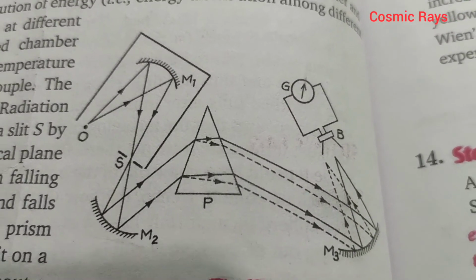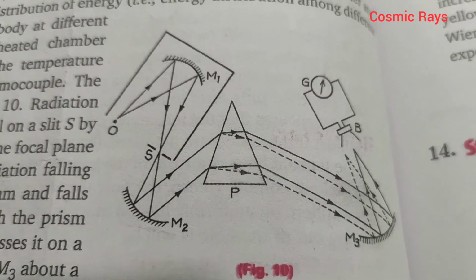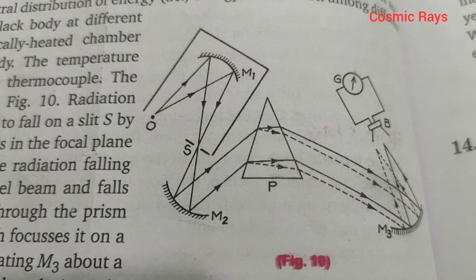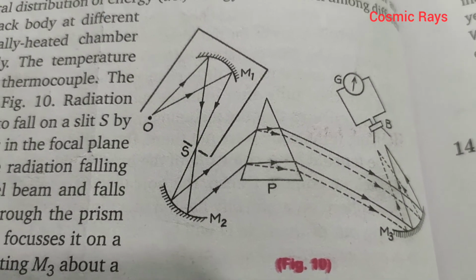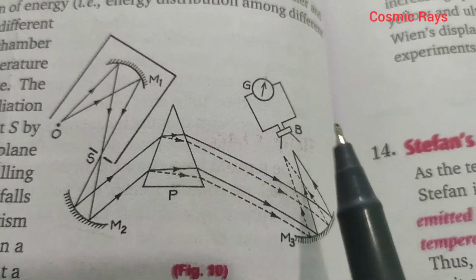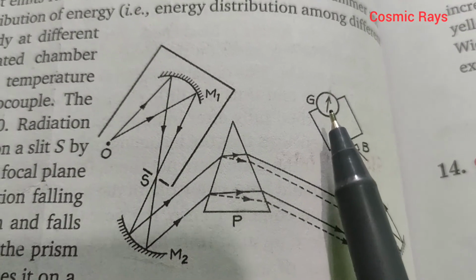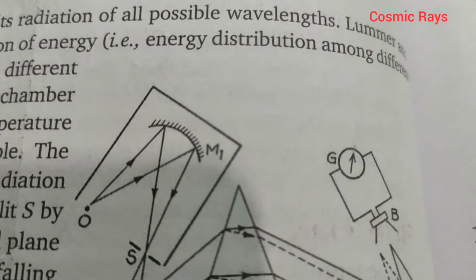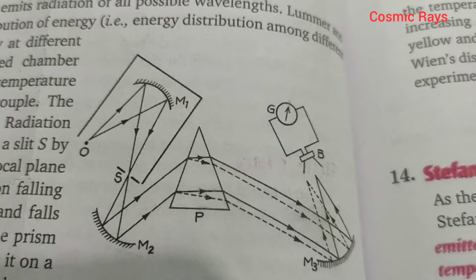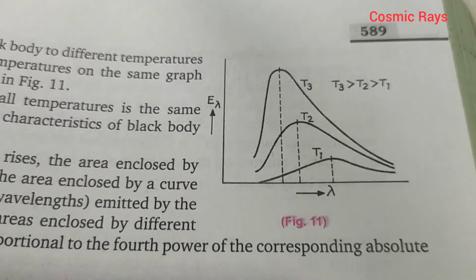thermopile, which is an electronic device that will convert the thermal energy into electrical energy, as we are measuring this temperature using a thermocouple, which is a sensor used to measure temperature. After it falls on the thermopile, which is connected with the galvanometer, there will be a deflection in the galvanometer, and that can be recorded. After this experiment, they made a graph, and this is the graph.